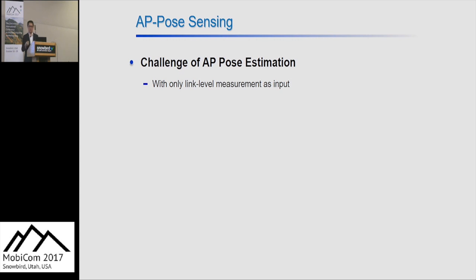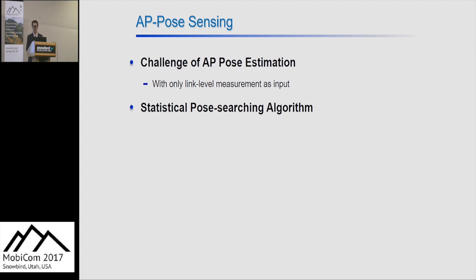The challenge in estimating the AP's pose is that currently we only have link-level measurements as input. And the current commercial 60 GHz wireless devices cannot provide physical layer information like the phase. To solve this problem, we propose a statistical pose searching algorithm.